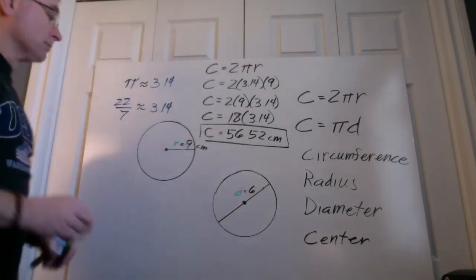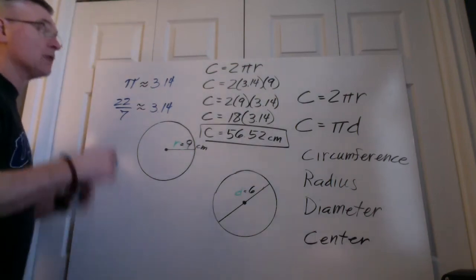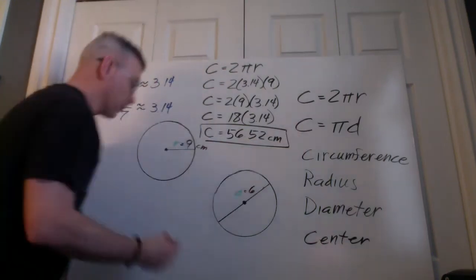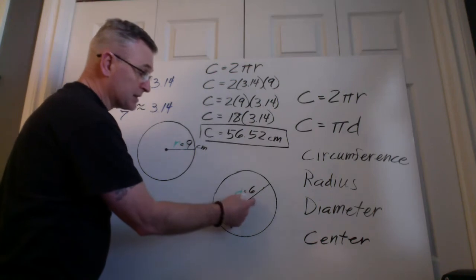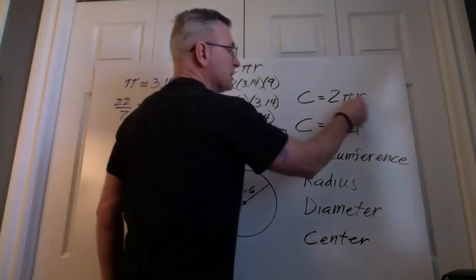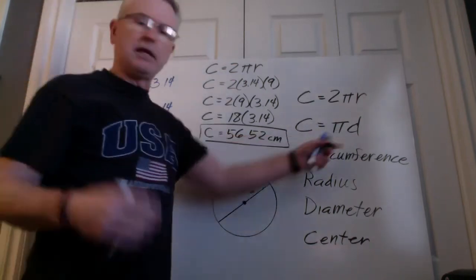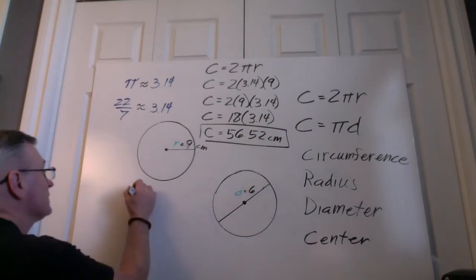Okay? So on this other problem down here, I have a diameter of 6. So I have a diameter this time. I'm going to use my diameter formula, because if I cut this in half and make it a radius and put a 3 in for this, 3 times 2 is 6, and now we're back to 6 anyway, we might as well just cut to the chase and use the diameter formula. That's what it's for.